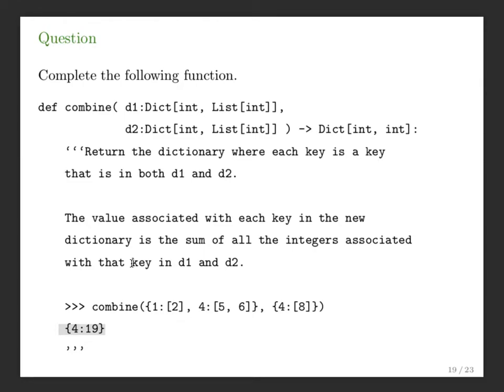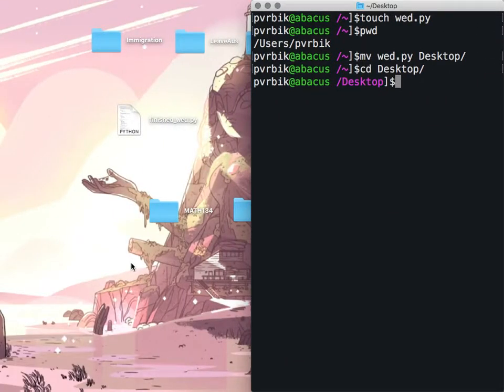We're going to do this question where we're going to take in two dictionaries and return a dictionary which is comprised of the common keys and whose values are the sums of the lists that the keys map to in the previous dictionaries.